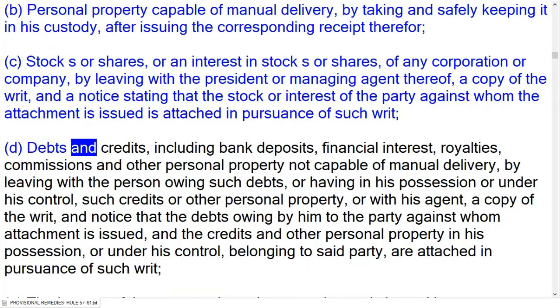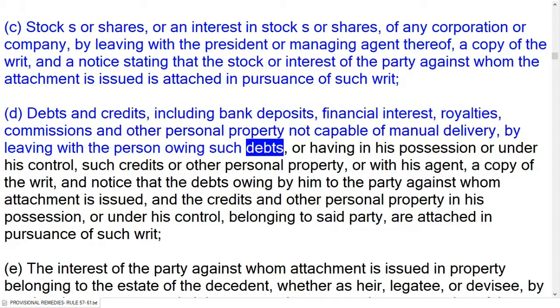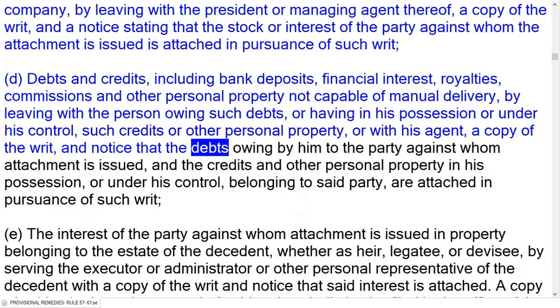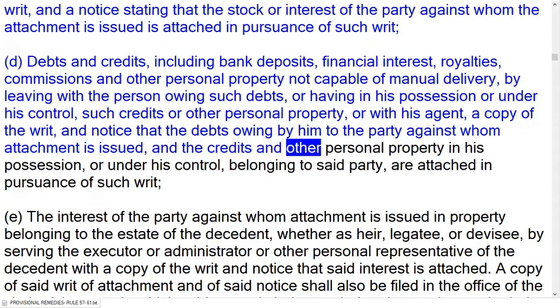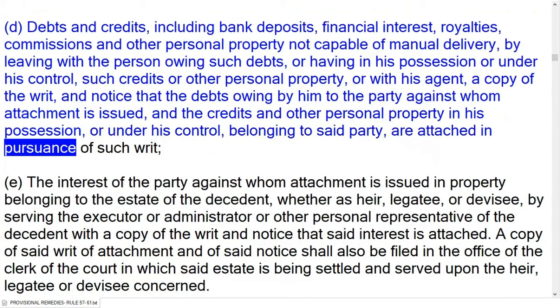D. Debts and credits, including bank deposits, financial interest, royalties, commissions, and other personal property not capable of manual delivery, by leaving with the person owing such debts, or having in his possession or under his control, such credits or other personal property, or with his agent, a copy of the writ, and notice that the debts owing by him to the party against whom attachment is issued, and the credits and other personal property in his possession, or under his control, belonging to said party, are attached in pursuance of such writ.